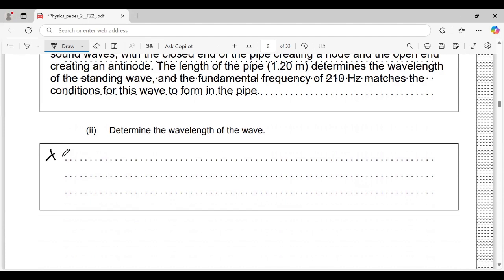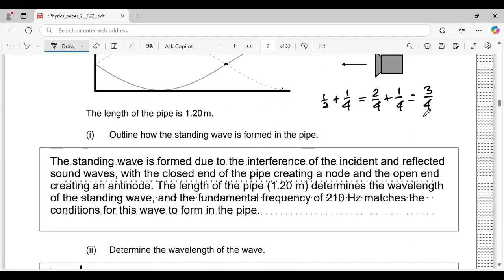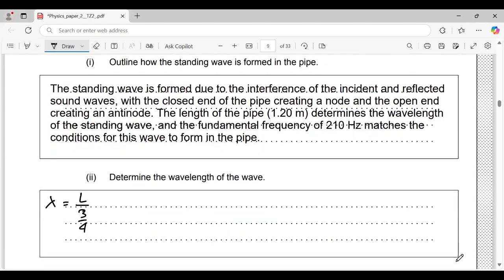So to determine the wavelength, the wave is 3 over 4 of a wave according to my calculation, so lambda equals 4L over 3. L is 120, so 4 times 120 over 3, and the result is 1.60 meters.